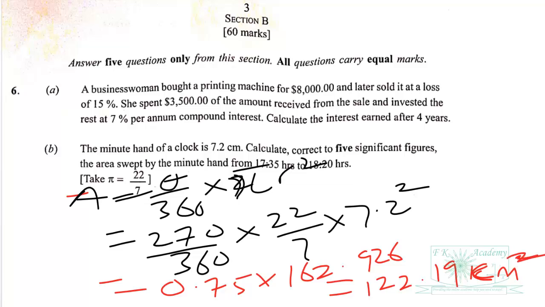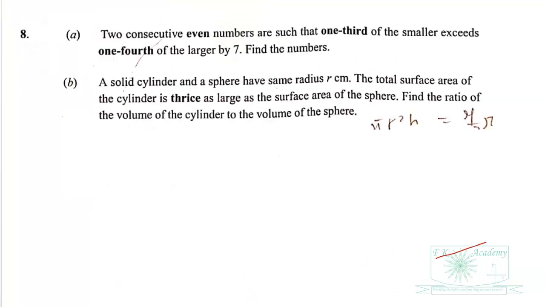We are now with question number 6. Now let's look at question number 8. Two consecutive even numbers.